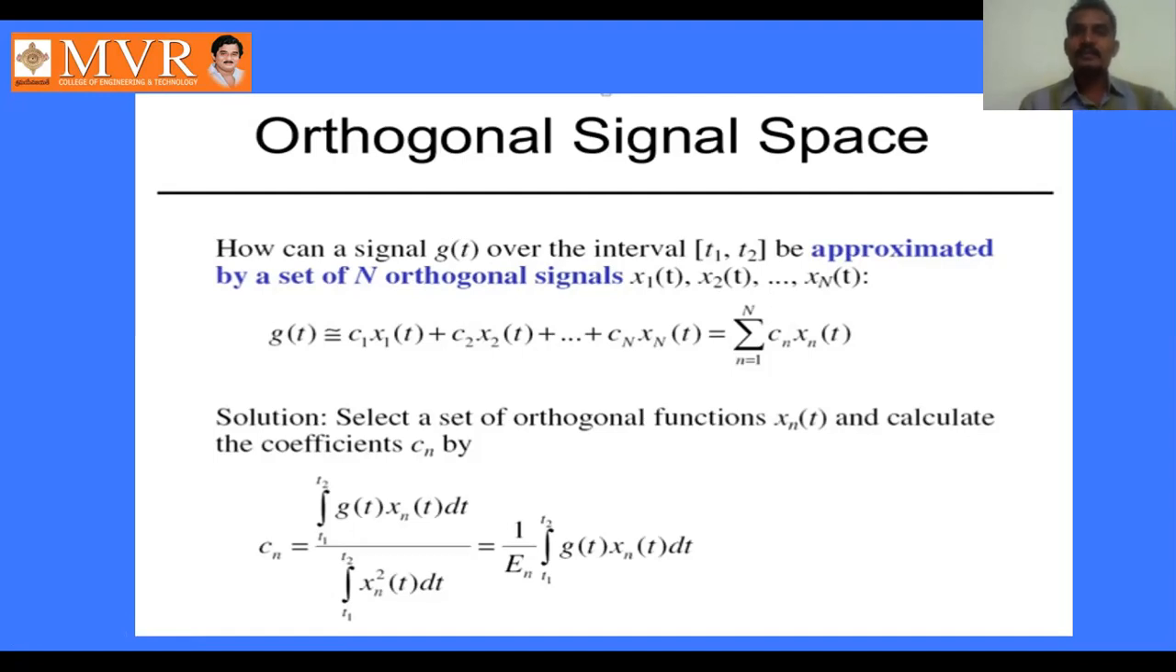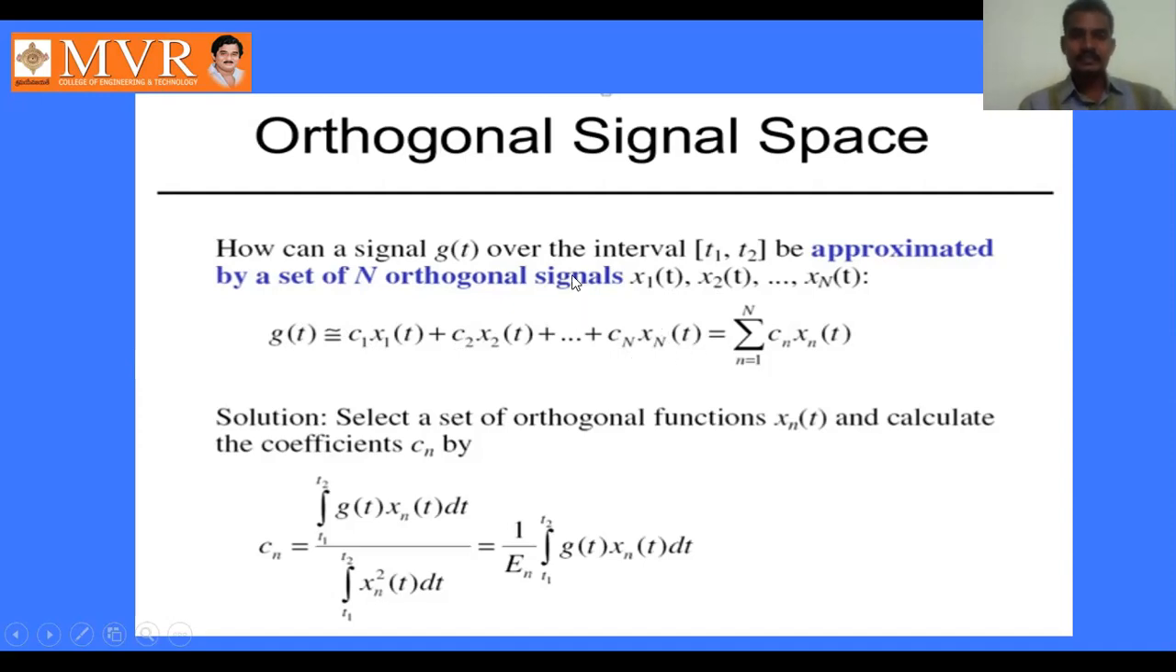In the same manner, we can approximate g(t) over the interval t1 to t2 as a set of n orthogonal signals, that is x1(t), x2(t), x3(t) up to xn(t). So it can be represented mathematically as g(t) is approximately equal to c1 x1(t) plus c2 x2(t) plus c3 x3(t) up to cn xn(t).